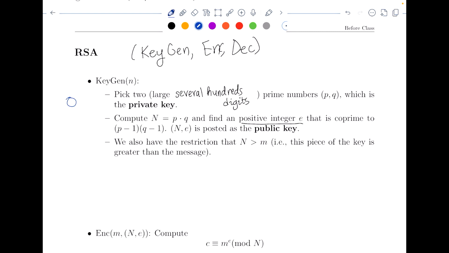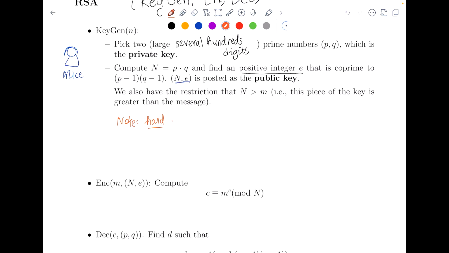And so just keeping in mind, Alice is the person that is going to be creating keygen. And then what she's going to do is she is going to post N, E as the public key. It is hard computationally to find the prime factors of n. That's how we use this public-private key system, because nobody can really factor those numbers. Even though Alice publishes N, nobody can figure out what P and Q are easily.